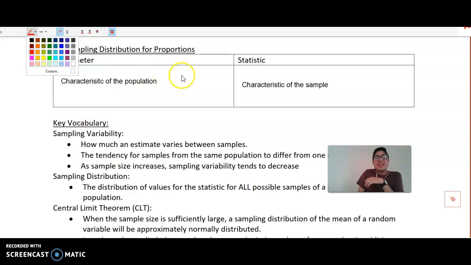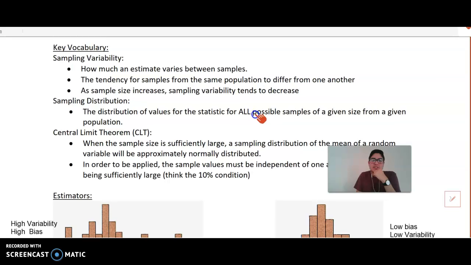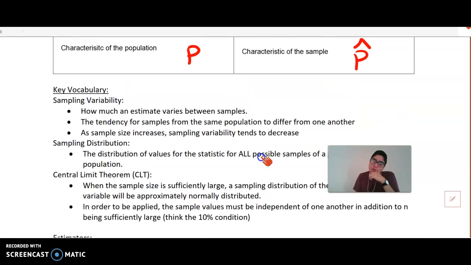So here, the characteristic of the population we're going to look at is P, which is the population proportion, and the characteristic of the sample will be P hat, which is the sample proportion. Now, we need a few key pieces of information when constructing a sampling distribution for P.